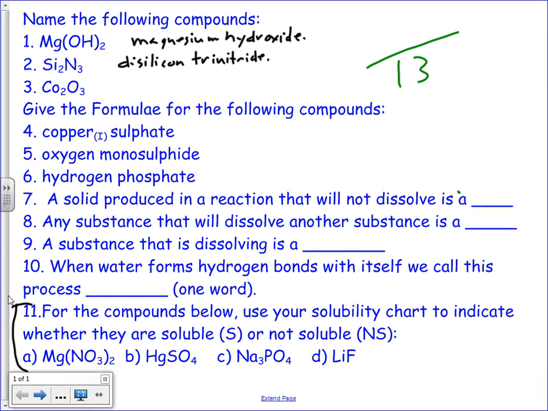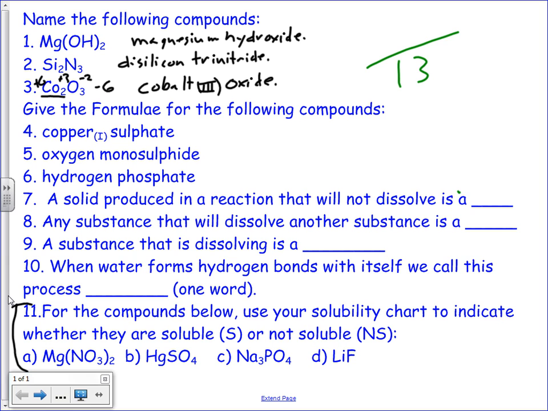And number three, we've got cobalt with oxygen. Cobalt is a multivalent metal, so we have to figure out which charge it has. This oxygen is -2. That gives us 6 negatives. We have to get 6 positives with 2 cobalts. That means each cobalt is +3. So this is cobalt 1, 2, 3 oxide. Any questions on the first three?